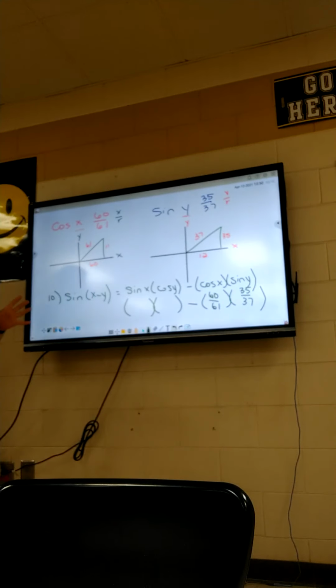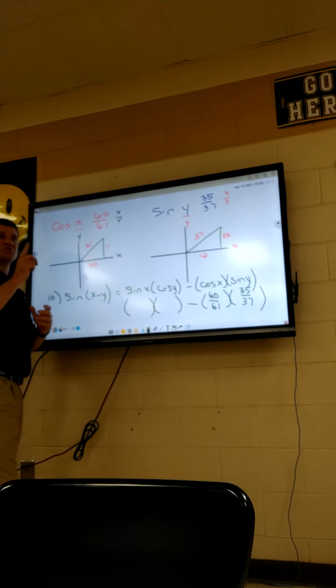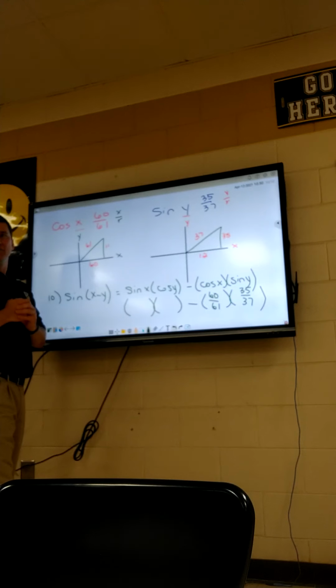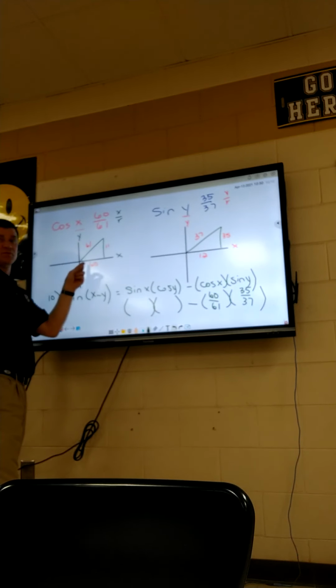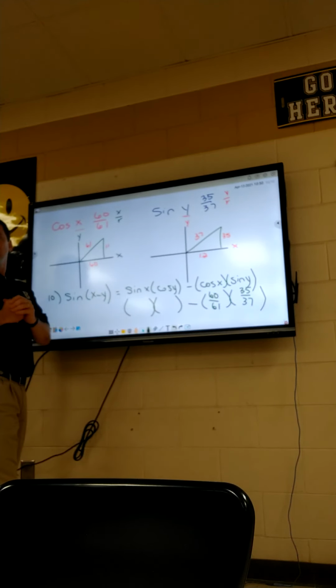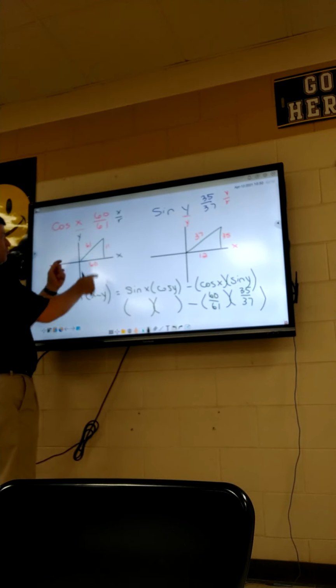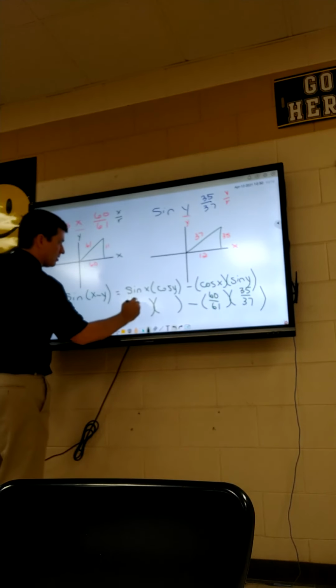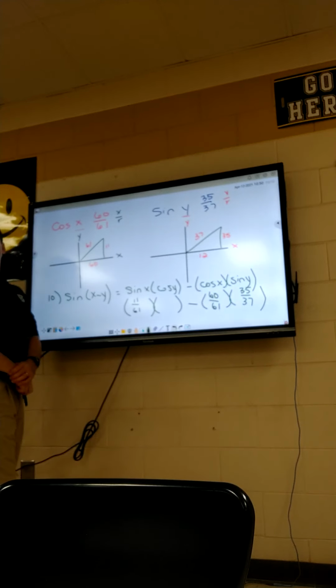Y'all good? Sine of x. Which triangle do you look at? First or second? It's got an x. That's your first one. What's the formula for sine? Y over r. So y is 11 over 61. There we go.